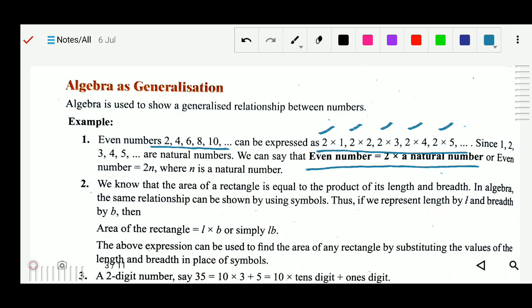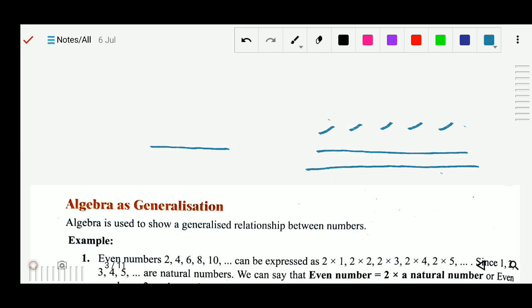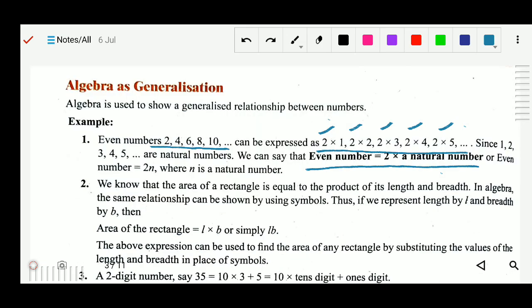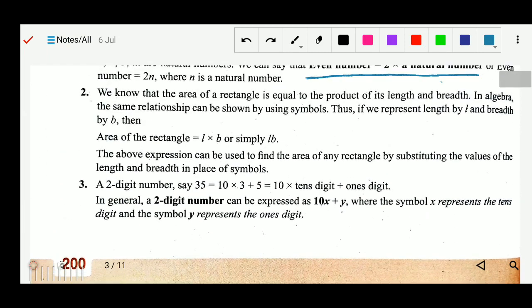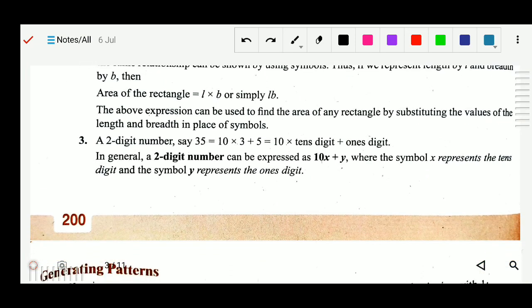We just find the pattern. So likewise, area of rectangle is L into B. So in the simplified form also we can write L into B. Okay, so we can write area of rectangle as L into B. So this is also the generalized form because it is the multiplication of length and breadth.